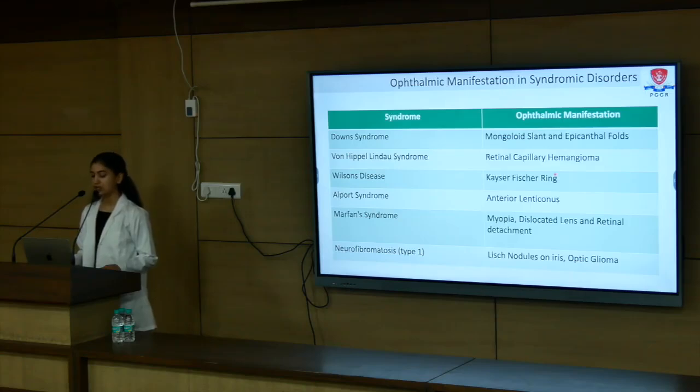In Wilson disease, we see Kayser-Fleischer rings. In Alport syndrome, we see anterior lenticonus. In Marfan syndrome, myopia, dislocated lens and retinal detachment. In neurofibromatosis type 1, we see Lisch nodules on the iris and optic glioma.